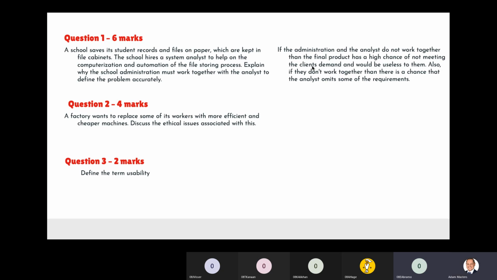Yeah, Alex is doing this one. Which one's that? Question 2. A factory wants to replace some of its workers with more efficient and cheaper machines. Discuss the ethical issues associated with this.